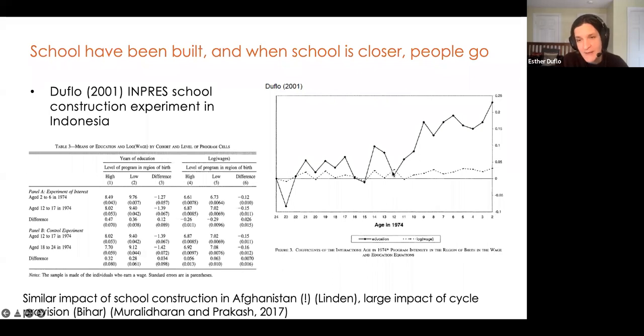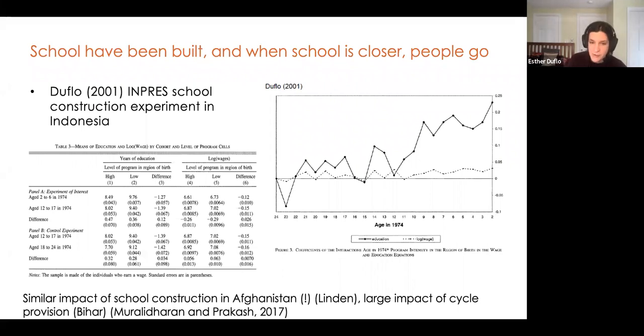And that particular pattern where the impact starts exactly at 12 lines up very nicely with the fact that primary school goes till 12 in Indonesia. So this was fairly strong evidence that just having schools led to an increase in school participation. So parents are basically on board with the program, and if it becomes cheaper to send their kids to school, they do it.